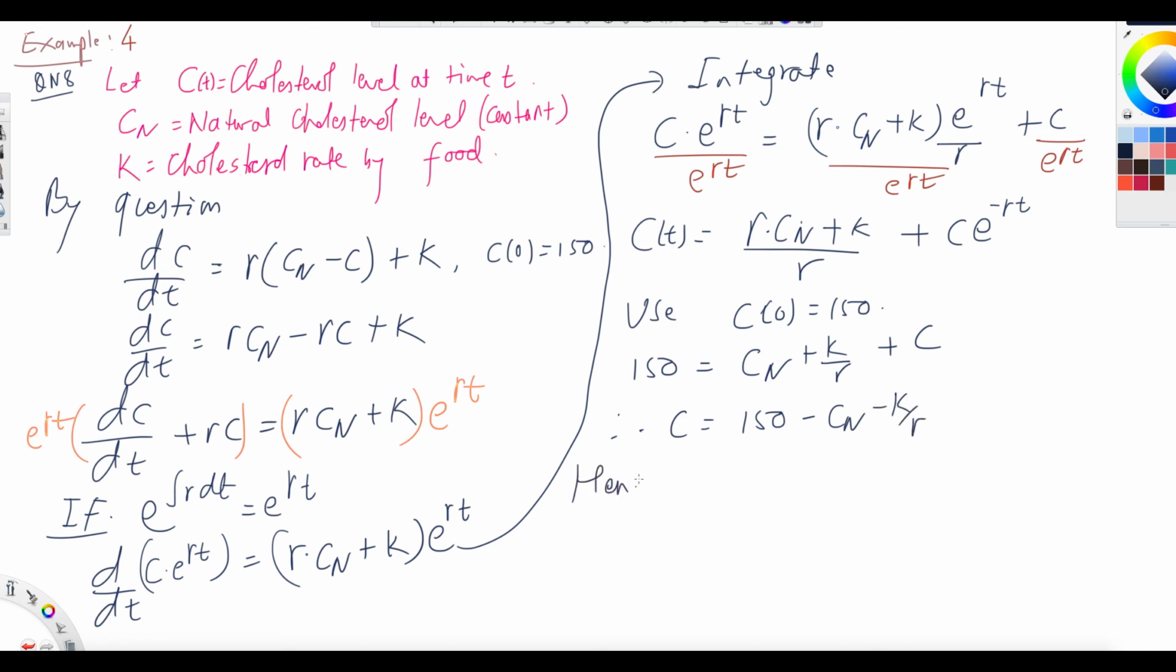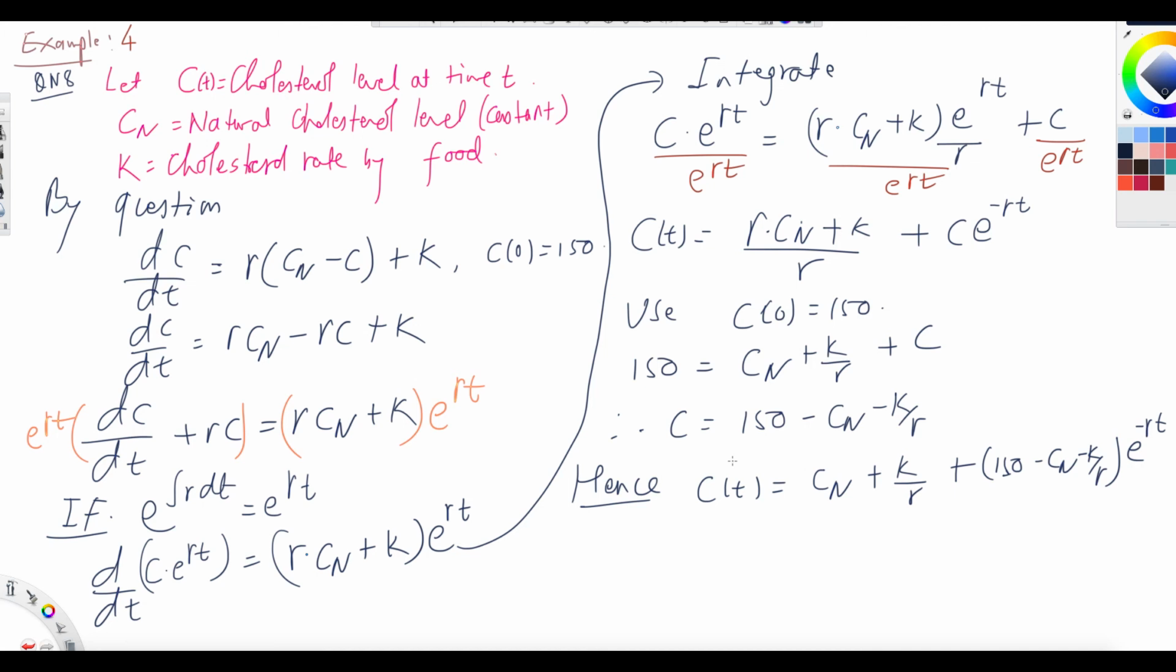Hence, what is the answer to question number A? C(t) equals cn plus k over r, plus 150 minus cn minus k over r, times e to the negative rt. So this is the solution. This is the solution curve.